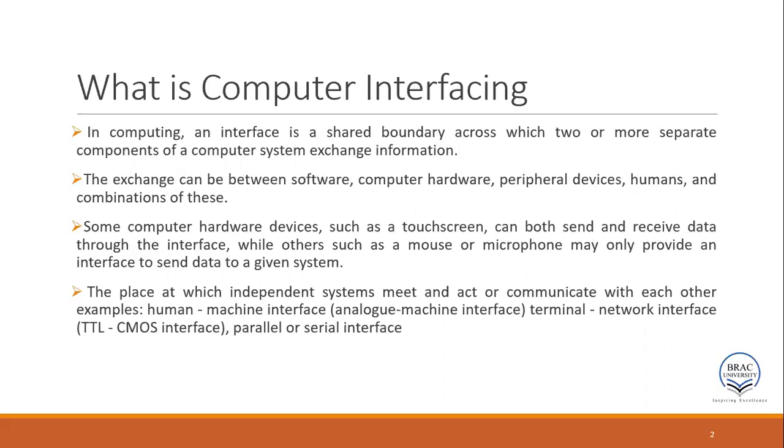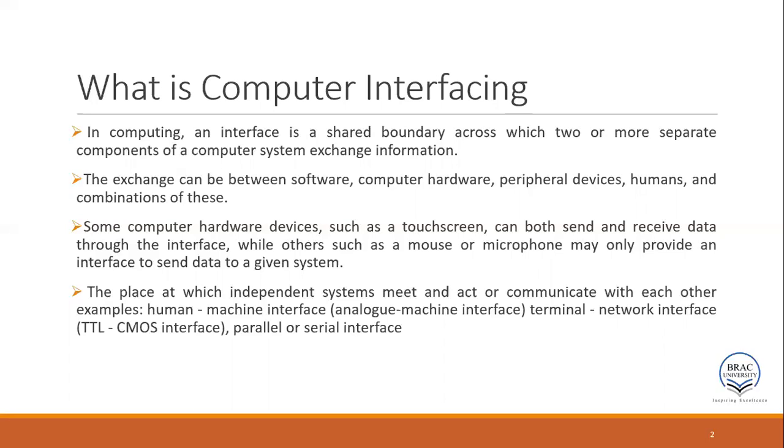Again, let me give another example. The CPU interacts with memory for reading data from memory and writing data on it. Here, the CPU is a hardware component and memory is also a hardware component, and there is an exchange of information between the CPU and memory. So it is a hardware interaction, or we can say there is an exchange of information between hardware.